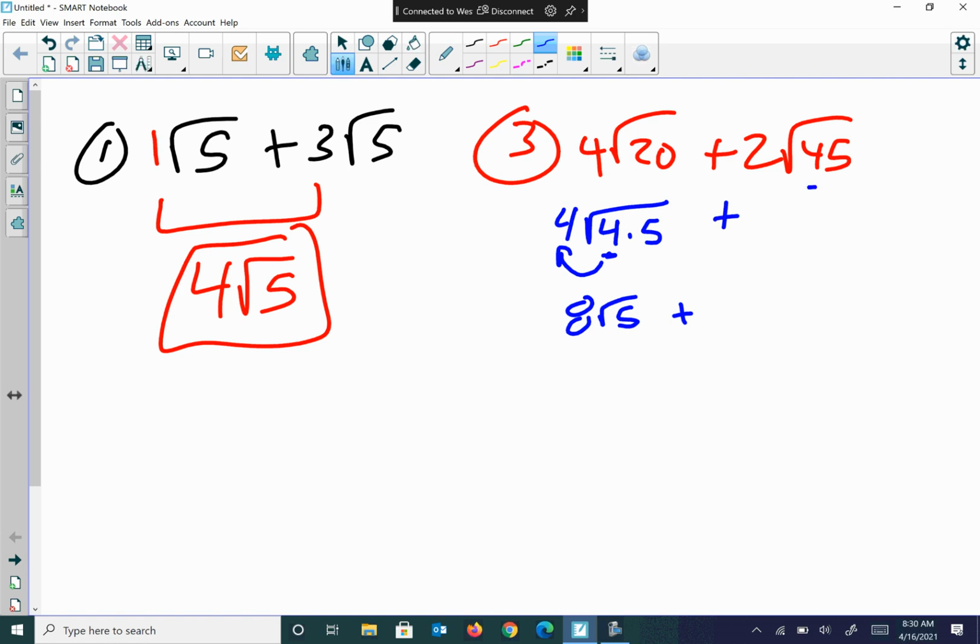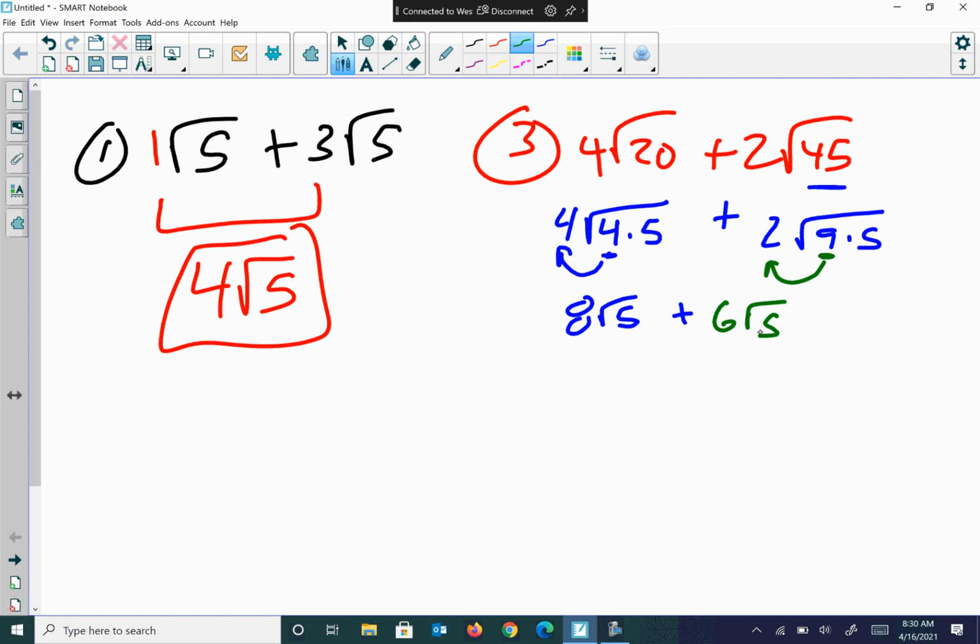what do you want to break 45 down to? 5, 5, and what? Nope. 5, 5, and 3 would be 75. 5 and 9 I like. The 9 is a perfect square. That's okay. It happens. So we have a 9 here. So the square root of 9 is 3. And that 3 does what to this 2? Get multiplied. So I get 6 root 5.